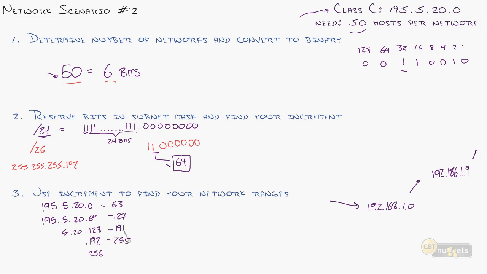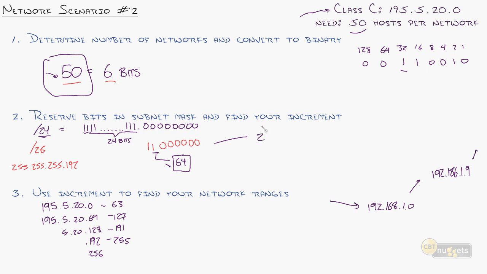So what does this tell me? This tells me that when I'm getting networks of at least 50 hosts per network, I can only get 4 networks out of a Class C block. I just simply run out of IP addresses if I try to go more than that. So that's good. It meets my requirement. And it also gives us a chance to go back to that formula.